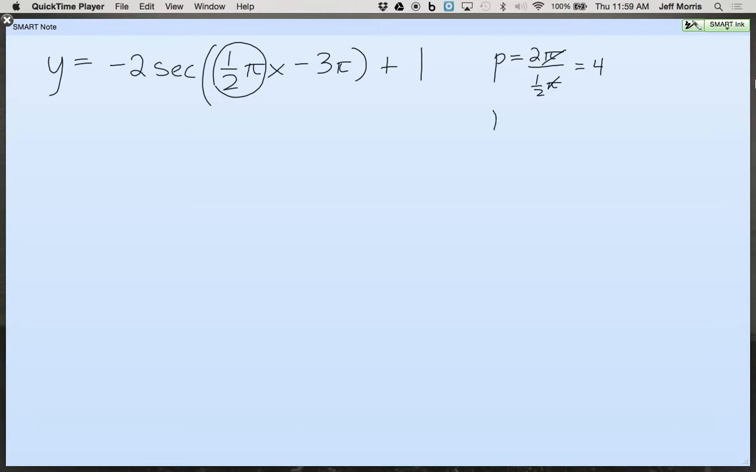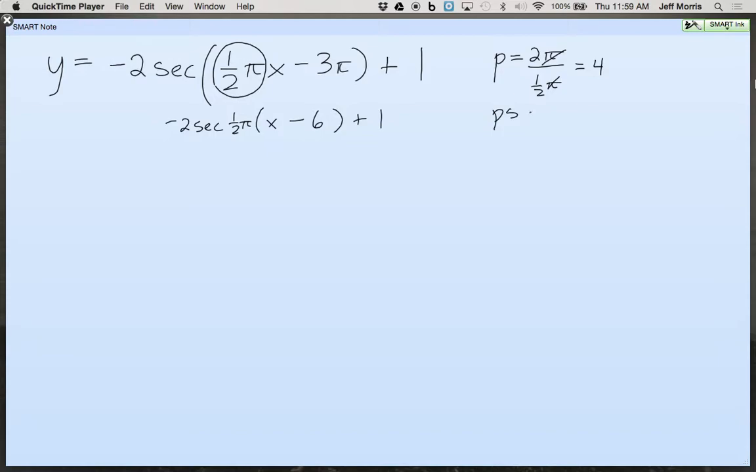Phase shift, you're going to have to factor out that 1/2 pi. So when you do that, it's going to be -2. I'll show it this time. 1/2 pi factored out, and it'll be x minus 3 pi divided by 1/2. When you divide by 1/2, you're really multiplying by what? So that's where the 6 comes from. But what happens to the pi? It just cancels. So that's why it is what it is.